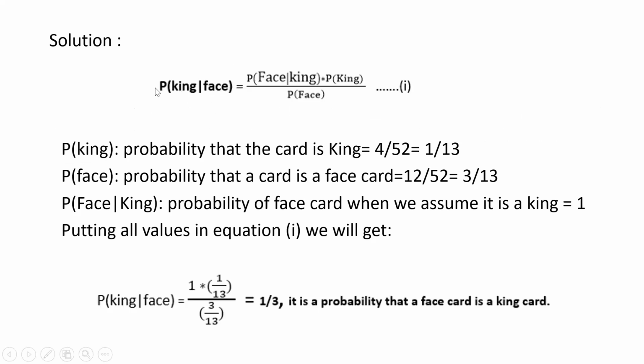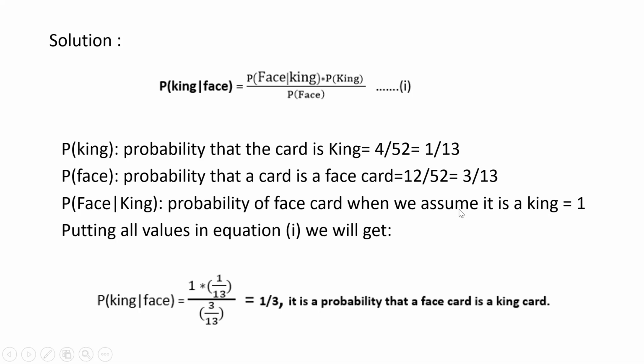So for finding the posterior probability, we first have to find the probability of the king. What is the probability of the king card? We have a total of 4 cards out of 52 cards, so the probability is 1 by 13. And what is the probability of a face card? As we know, there are 4 face cards each for king, queen and jack. So 12 out of 52 cards, that is 3 by 13.